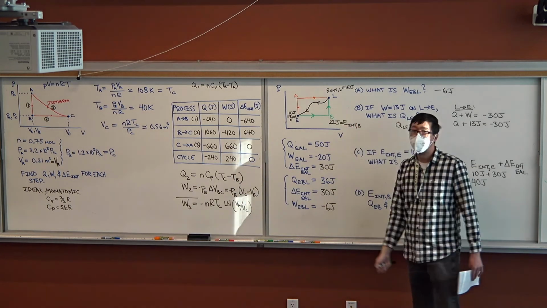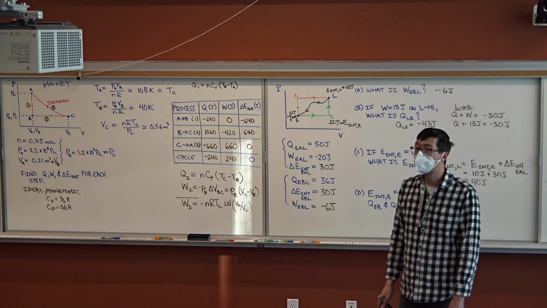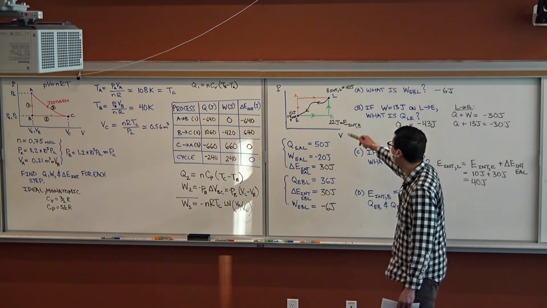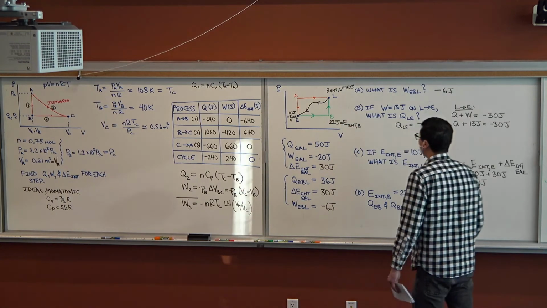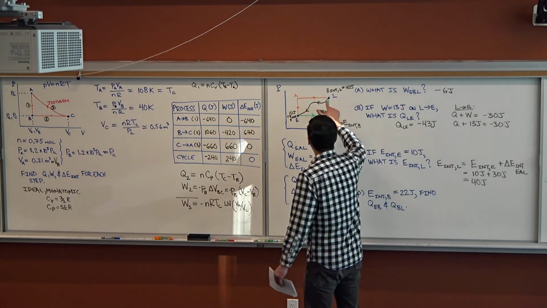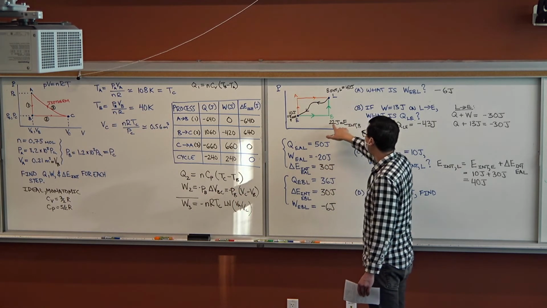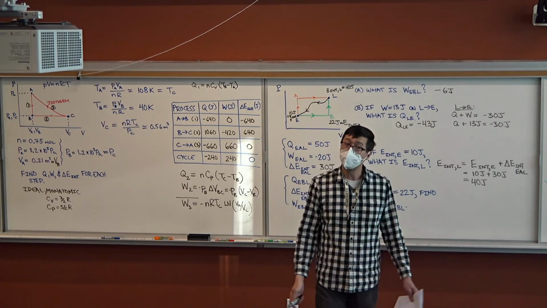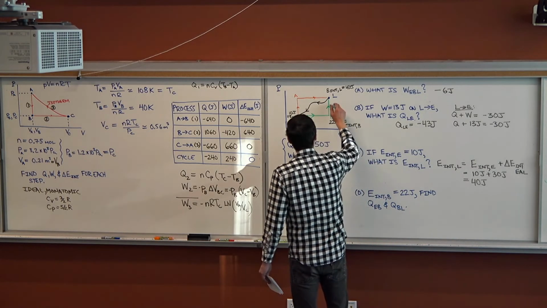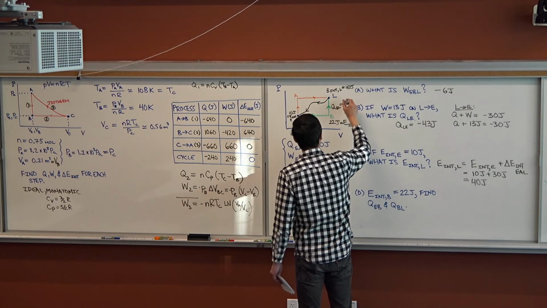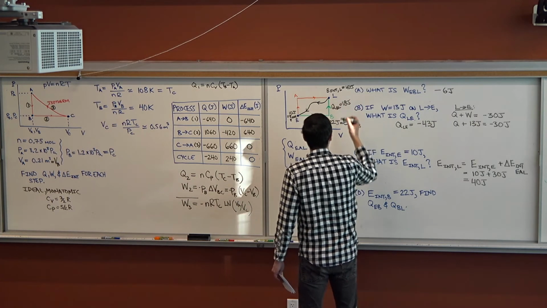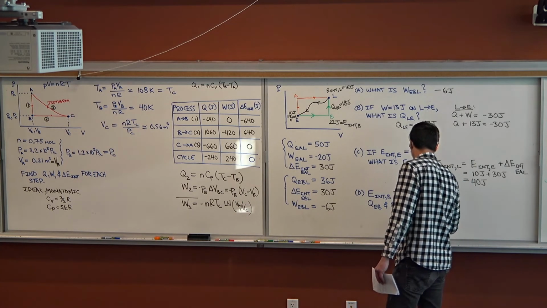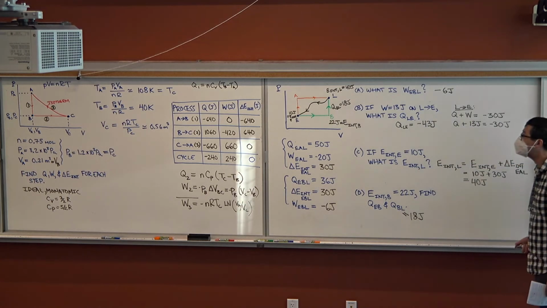Note from B to L, how much work do we do? We do 0 work, right? Because there's no change in volume. And so if delta E, here delta E would be 18 joules, is equal to Q plus W, but W is 0, then Q from B to L has to be 18 joules.